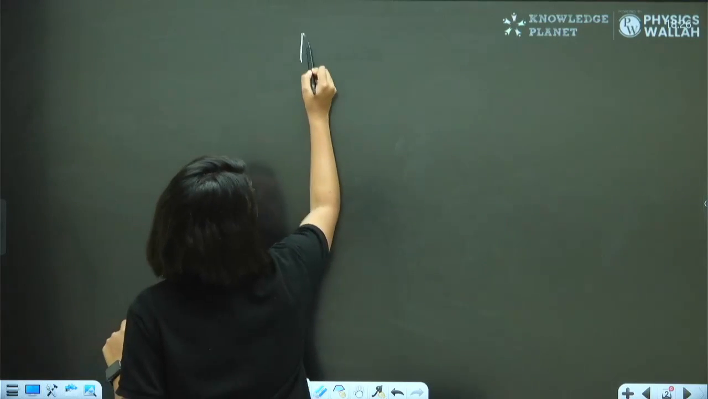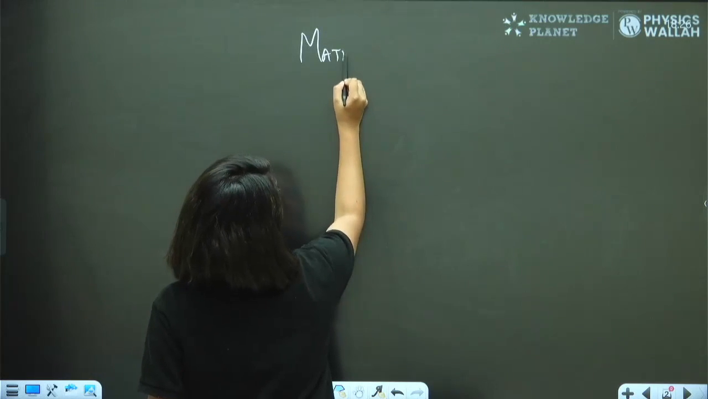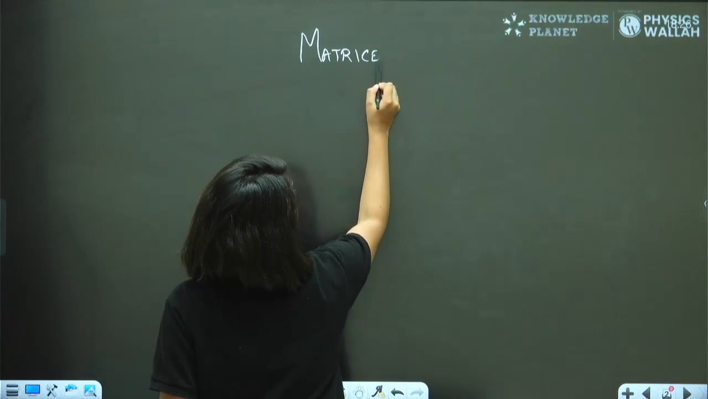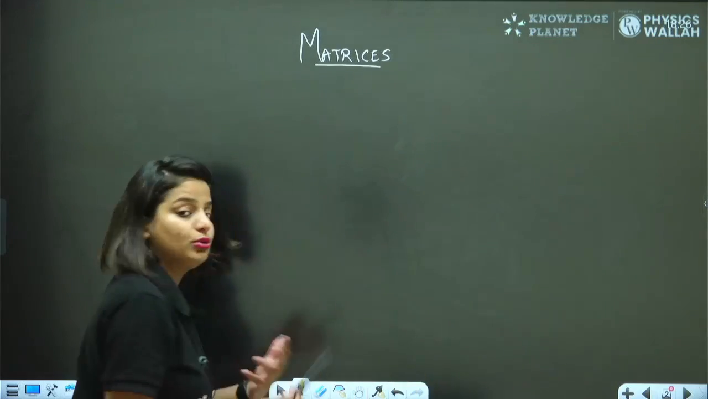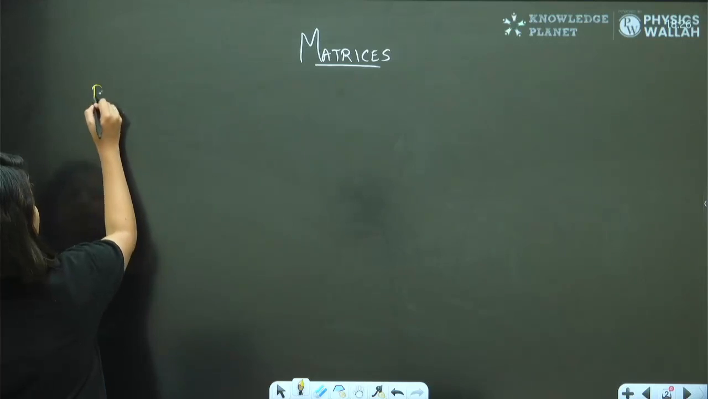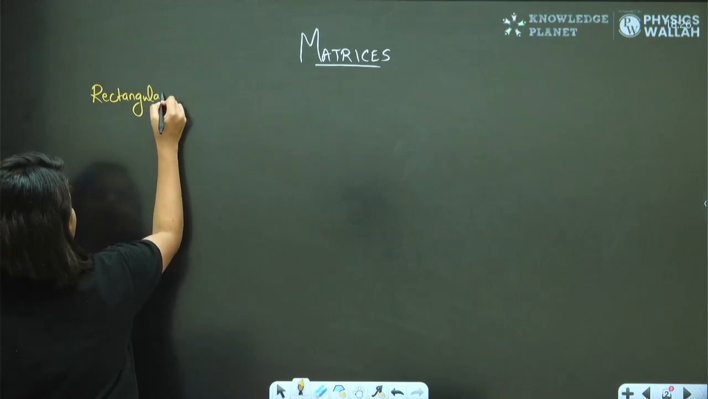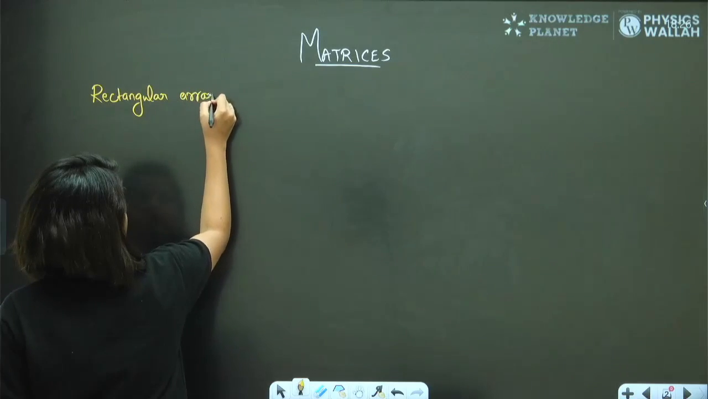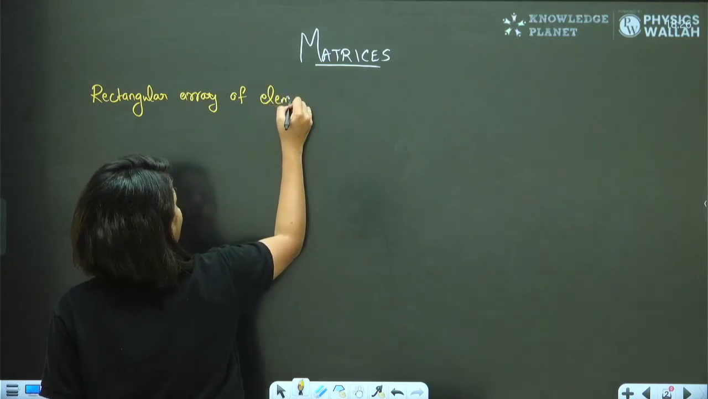So starting with the introduction of matrices. What is a matrix? Matrix is the singular form and matrices is the plural form. It is nothing but a rectangular array. Array is arrangement. A rectangular array of what? Of elements or functions.